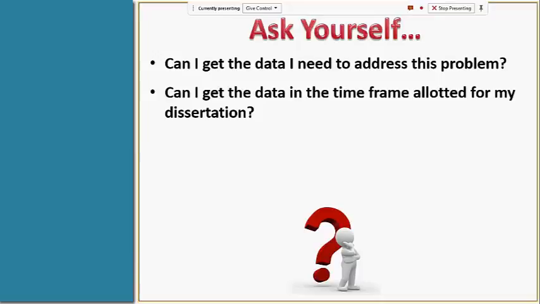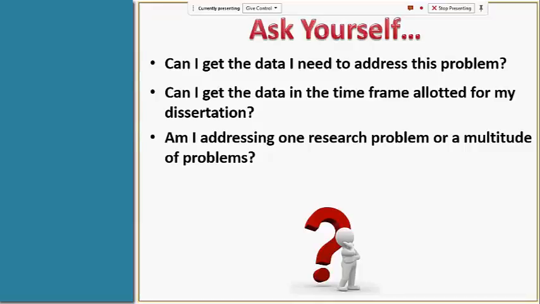Can I get the data in the time frame allotted for my dissertation? Collecting data takes time. How much time do you have realistically to get this accomplished? And it's important to think that through as you're writing your proposal and mapping ahead what it is that you need to do.